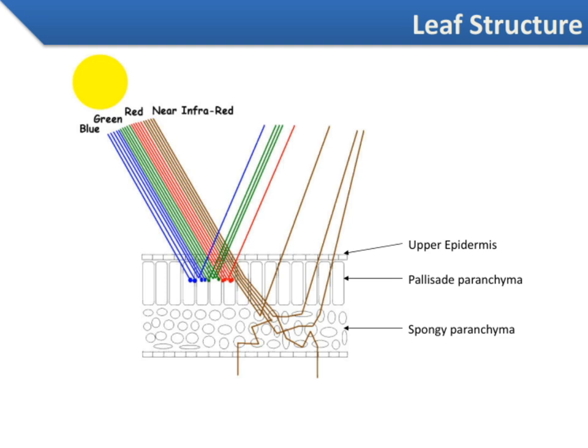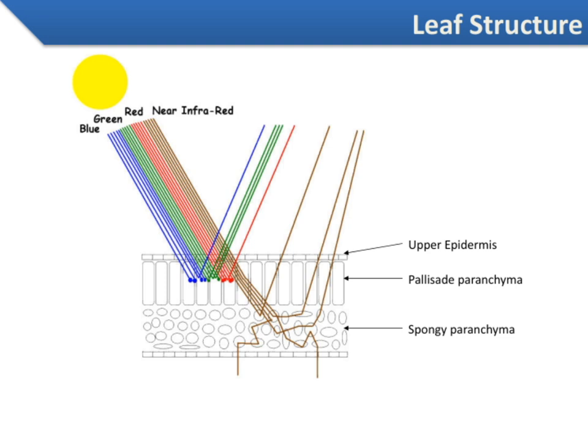Moving on, the upper epidermis is a protective layer that covers the leaf's surface. It's usually transparent, letting light pass through to the chloroplast-rich layers beneath while providing a barrier against physical damage and water loss. Understanding these structures helps us appreciate how leaves are optimized for their role in photosynthesis and overall plant health.